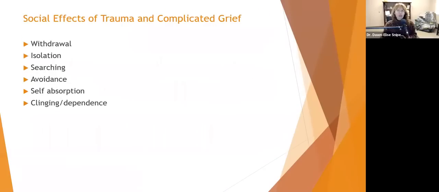Social effects of trauma and complicated grief. A lot of times children withdraw. They may isolate because, I was close to somebody, I had this attachment, and it disappeared. Or if they never had that relationship, they may withdraw because they perceive the world as unsafe.